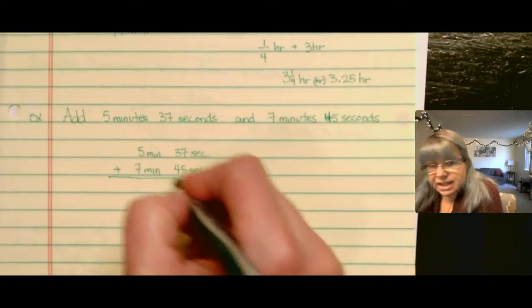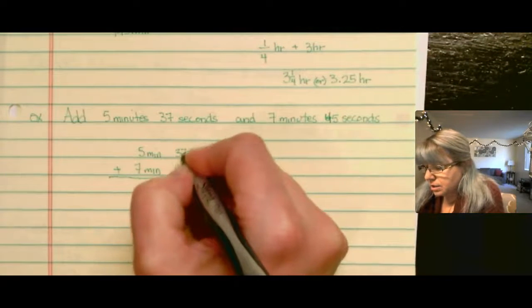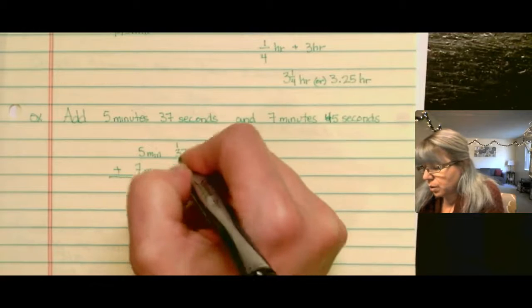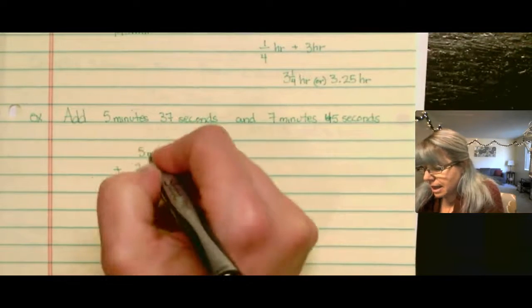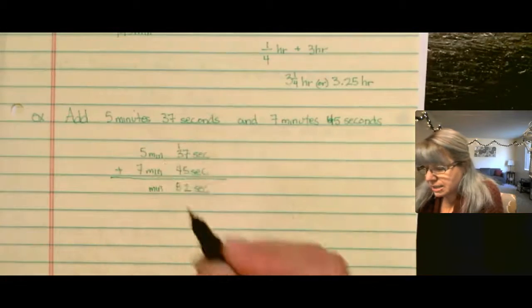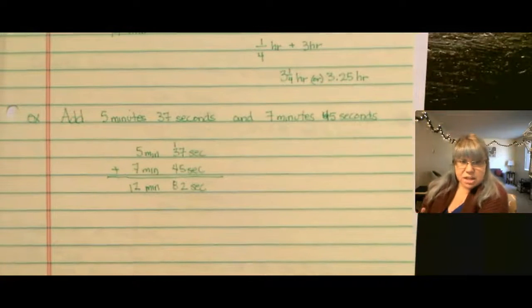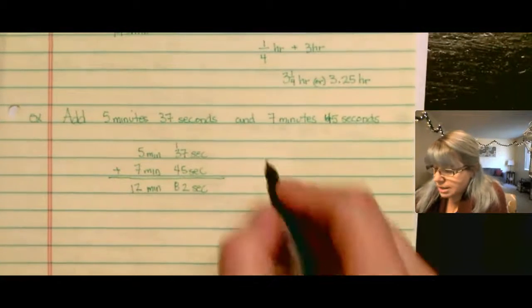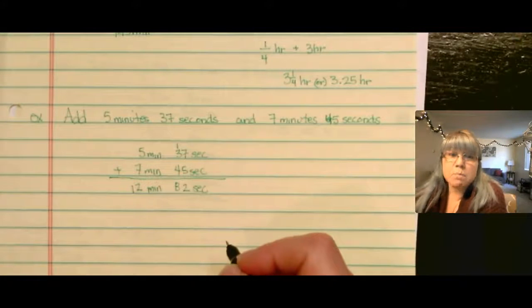I'm going to add the seconds together. 7 plus 5 is 12, carry the 1. 4 plus 3 is 7, plus 1 is 8. And let's add the minutes together. 5 plus 7 is 12. But here's the thing, I have to stop and think. There are 60 seconds in a minute. 82 is more than 60.